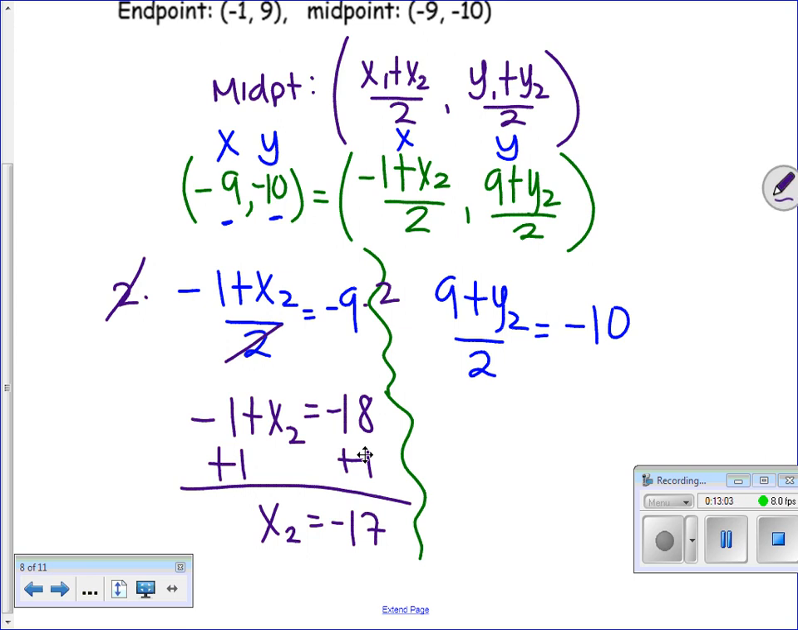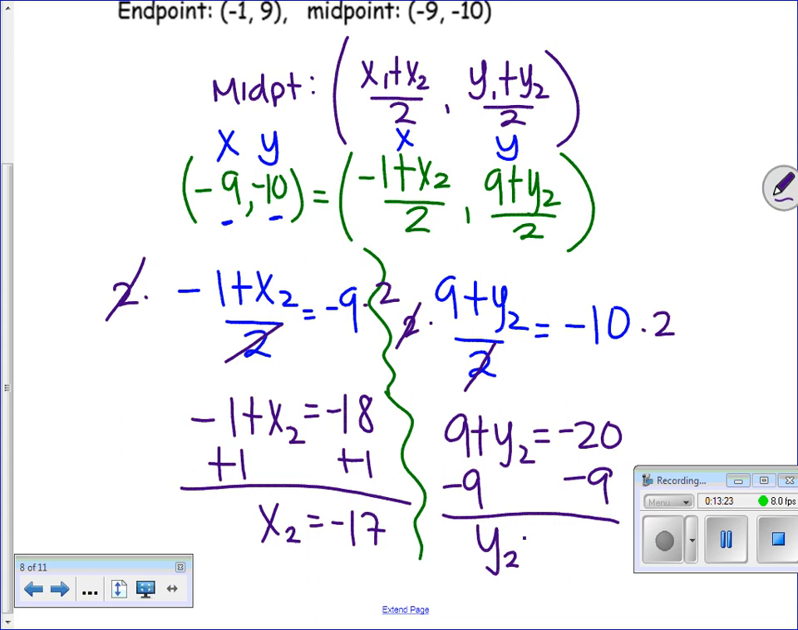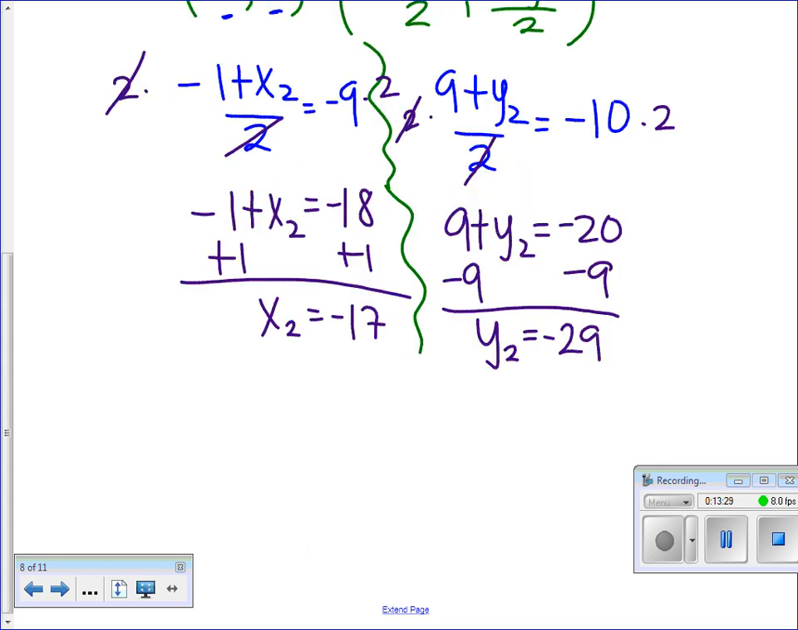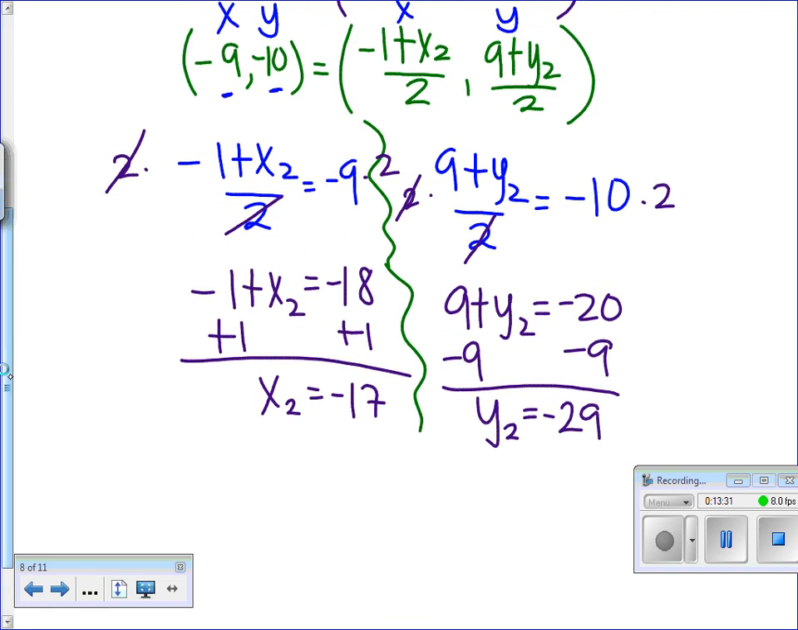And again, I'm going to go ahead and get rid of the 2, so I multiply by 2 on both sides. The 2's cancel out, so I have 9 plus y sub 2 is equal to a -20. In this case, I need to get rid of the 9, so I use the inverse. I subtract 9 from both sides, and I get y sub 2 is equal to a -29. And here, I can write my answer as an ordered pair. Remember, the midpoint is an ordered pair. It has an x and a y value. My x value is a -17, and my y value is a -29.